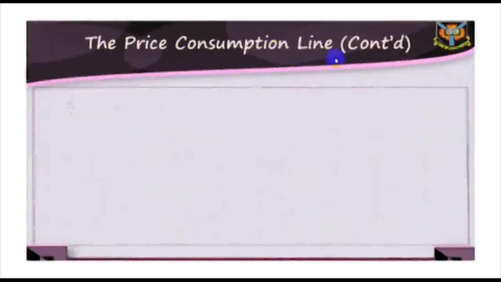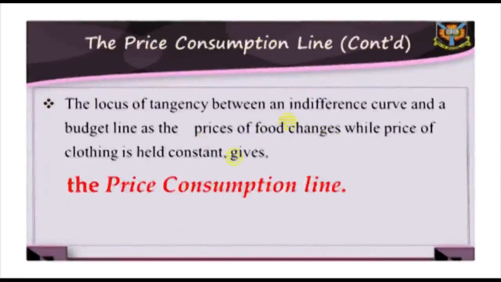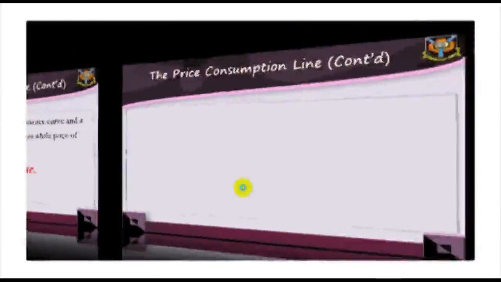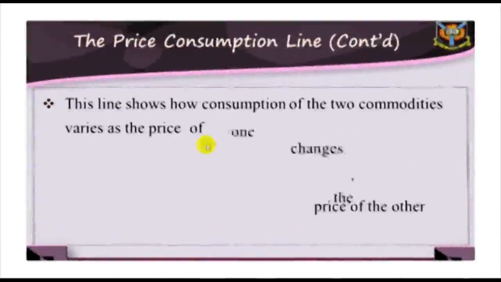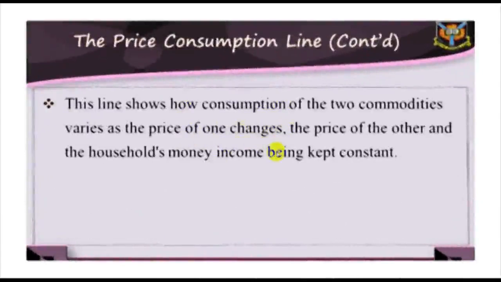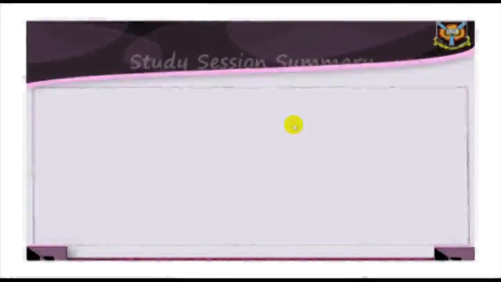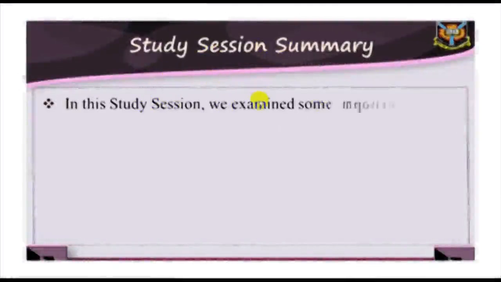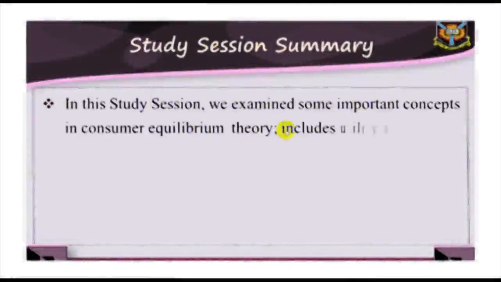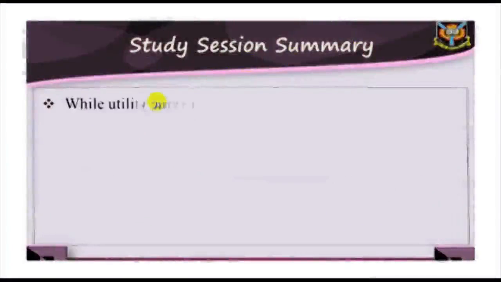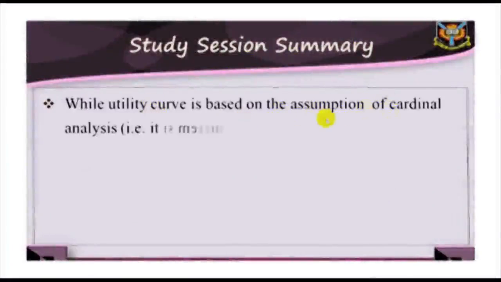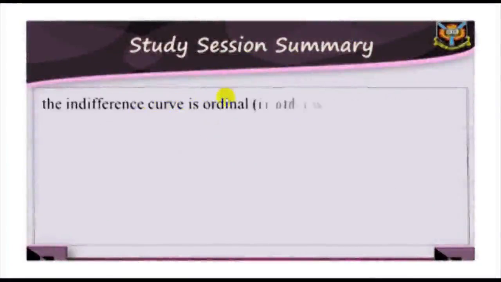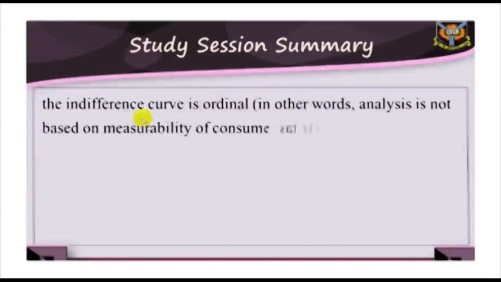Summary. In the course of this study session, you examined some important concepts in consumer equilibrium theory. These include utility and indifference curve theory. These two different theories are alternative ways of explaining consumer behavior. While the utility approach is based on the assumption of cardinal analysis, that is, measurable, indifference curve analysis is ordinal. In other words, the analysis is not based on the measurability of consumer satisfaction.